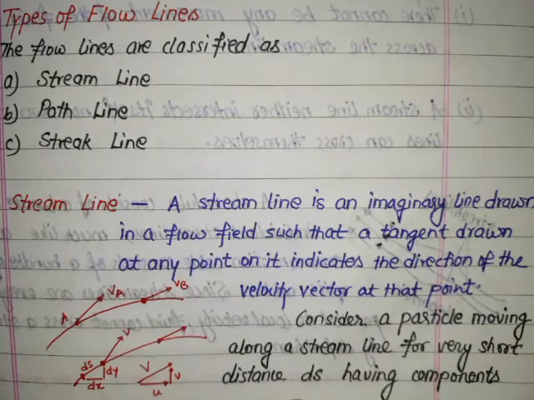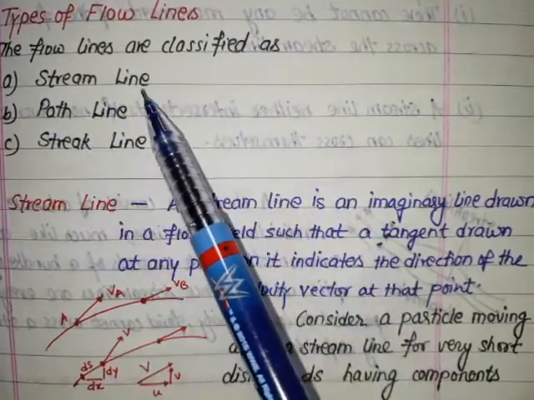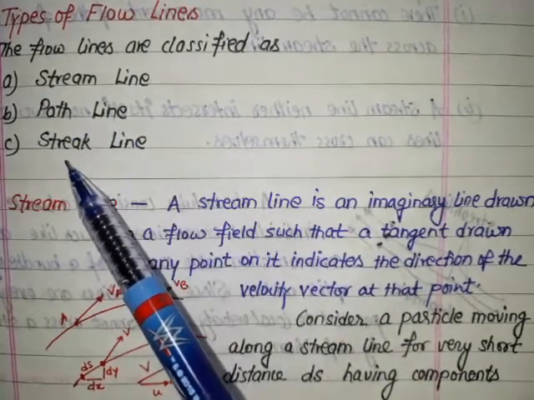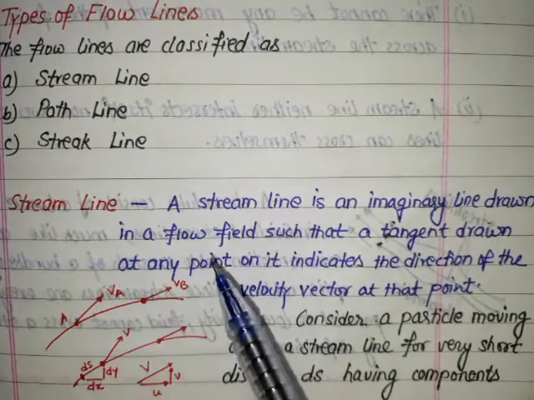In this video, we will discuss the types of flow lines. The flow lines are classified as streamline, path line, and streak line. So, firstly, what is a streamline?